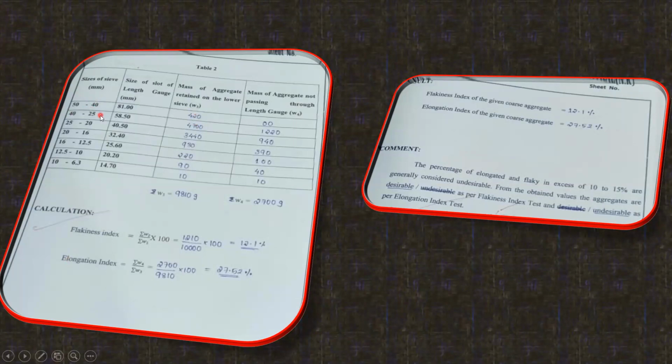50 to 40, 40 to 25, 25 to 20, then 20 to 16, 16 to 12.5, 12.5 to 10, 10 to 6.3. The size of the slot for the length gauge is 81. We know how this 81 is going to come. 50 plus 40 is 90. 90 divided by 2 is 45, and 45 into 1.8, if you do it, you are going to get 81. Again, whatever I explained for the flakiness, the same thing you have to do here. That means you are going to take the aggregates which have been retained on 50 to 40 mmcu, and then whatever weight is retained, you are going to write, let us say 420 grams of weight has been retained, and out of that 420 grams, you'll try to pass them through this 81 number slot.